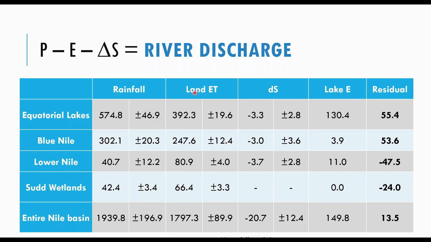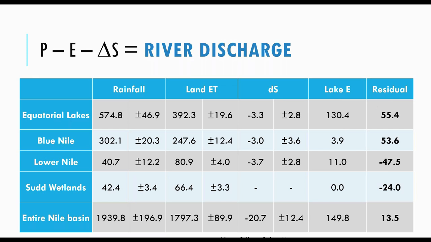But we have here the rainfall, the ALEXI-derived land evapotranspiration, change in water storage, a lake evaporation estimate, which we do with a simple energy balance analysis, and then this residual, which should be equal to the discharge, because we have accounted for storage, as well as rainfall, evapotranspiration, and lake evaporation.